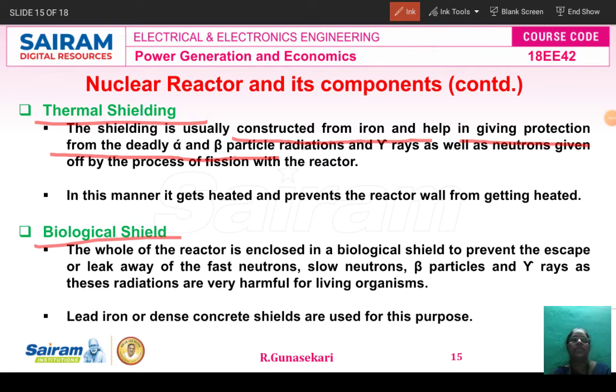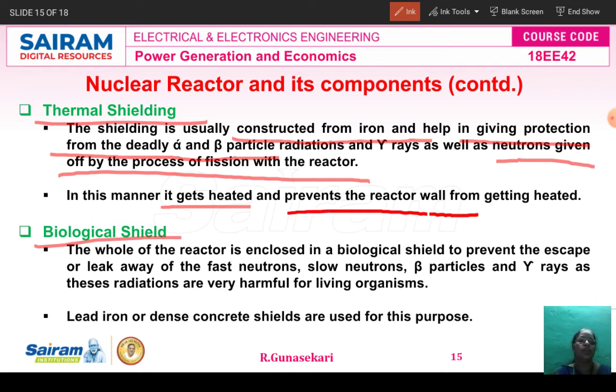The thermal shielding is used to give protection from neutrons given off by the process of nuclear fission within the nuclear reactor. The thermal shielding gets heated and it prevents the nuclear reactor vessel from getting heated. This is the function of thermal shielding used in the nuclear reactor.